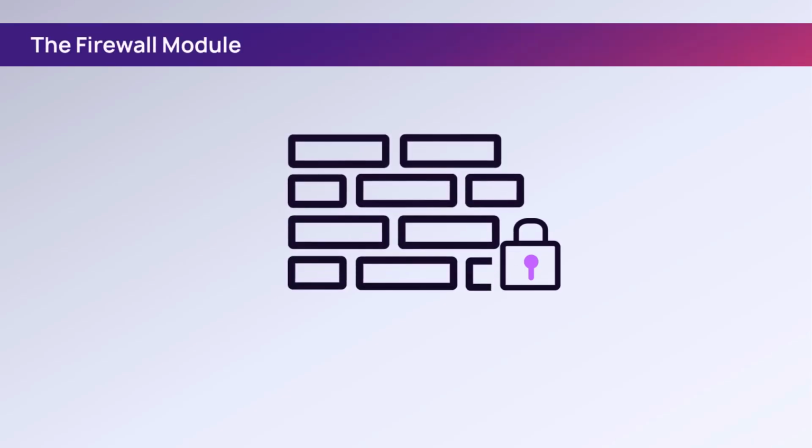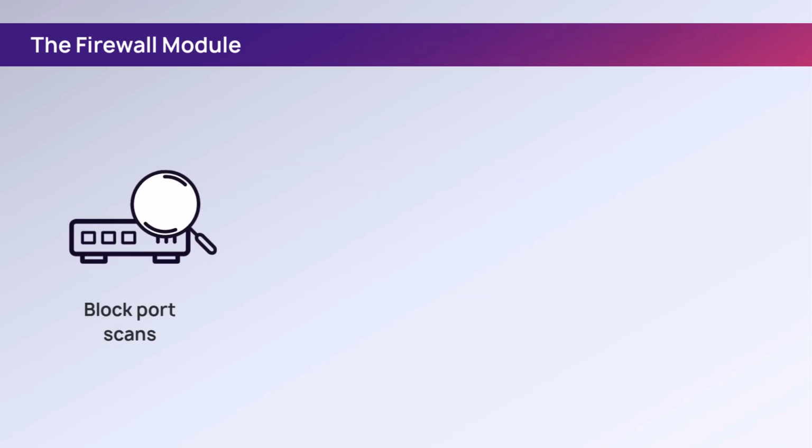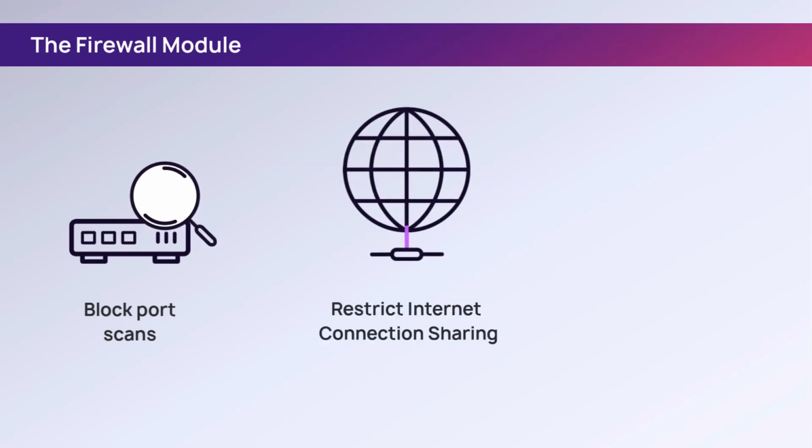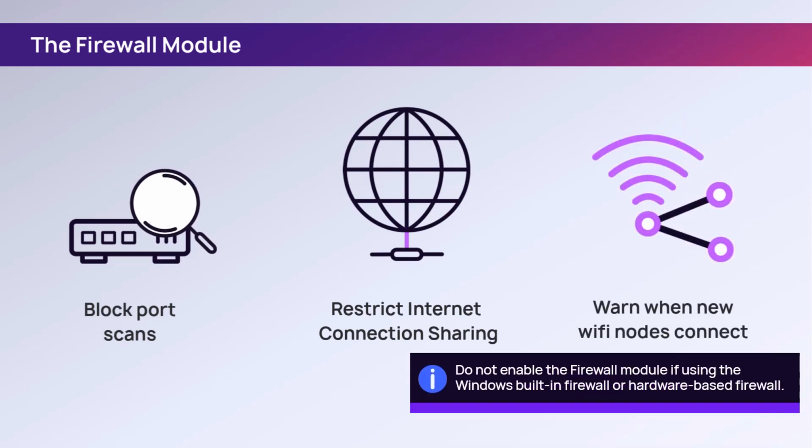The Firewall module controls access to network resources, services, and the Internet. The Firewall module includes components to block against port scans, restrict Internet connection sharing, ICS, and warn when new nodes join a Wi-Fi connection. The Firewall module should not be used if the device is using the Windows built-in firewall, or if the device stays behind a hardware-based firewall.